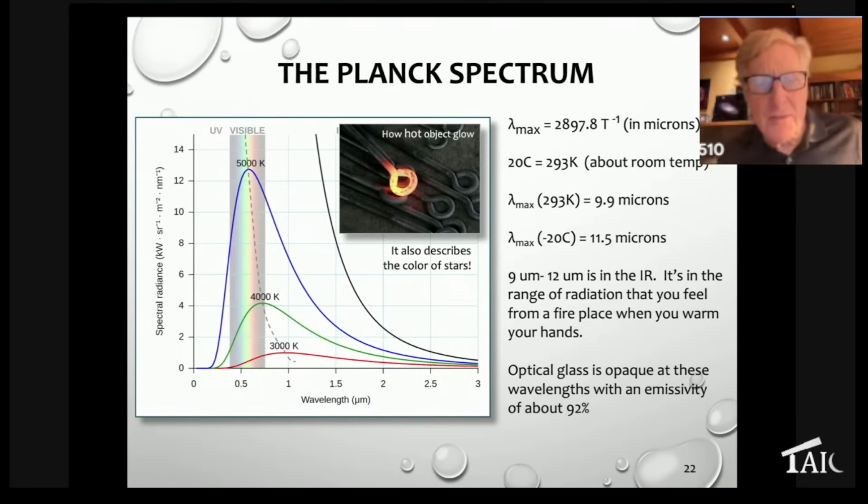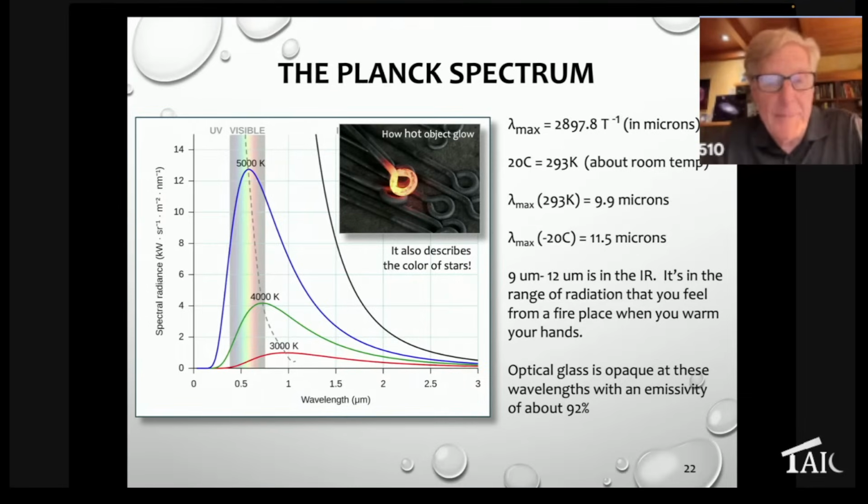If we go to minus 20 degrees C, say we're in the Arctic, that's more like 11.5 microns. So the range we're talking about here is in the infrared for most common temperatures. It ranges from about 9 microns to 12 microns, and it's the range of radiation you feel coming from a fireplace. I should have calculated that, but again, that's in the infrared.